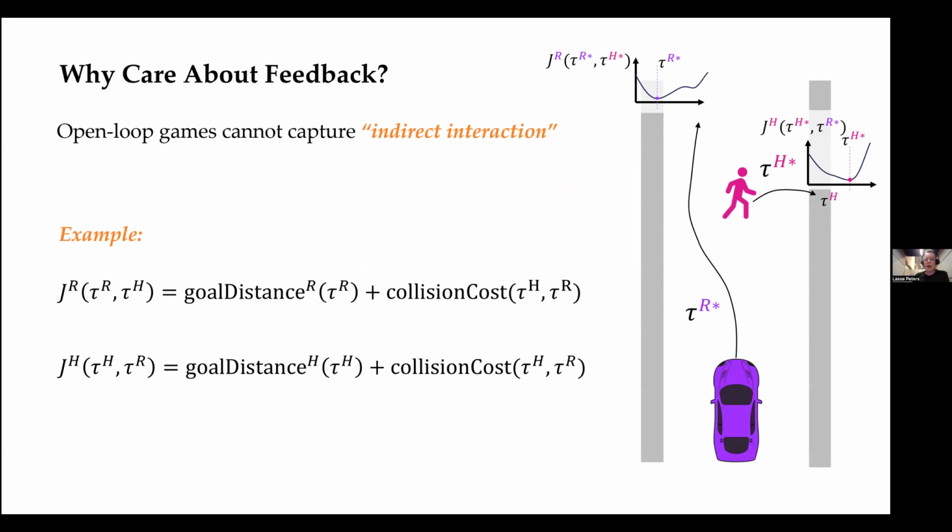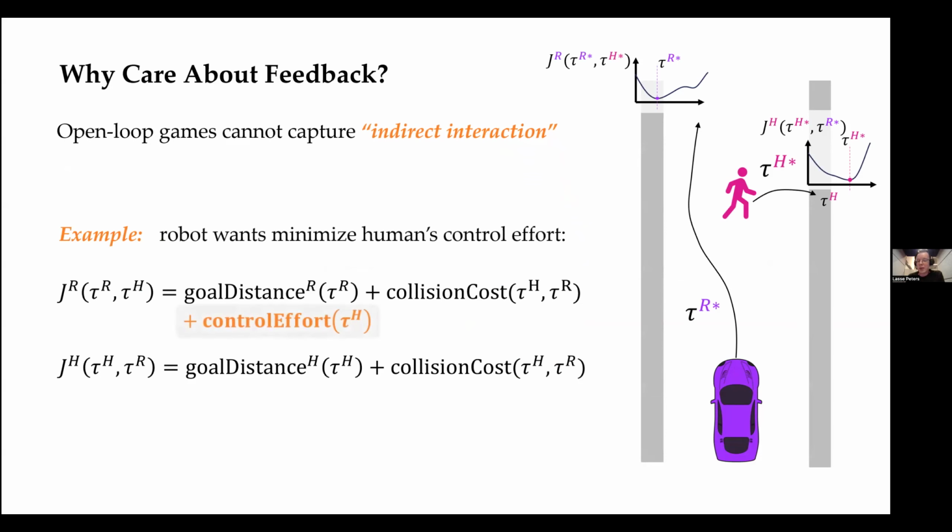But now say we added a cost term for the robot that required them to also minimize the human's control effort. In this setting, that's a little bit contrived, but it's easy to see that in some tasks, like some shared assembly task or whatever, we may actually do care about this. But in this setting, it's also not too difficult to reason about this, right? We may want to not get too close to the human so that they don't have to hurry so much.